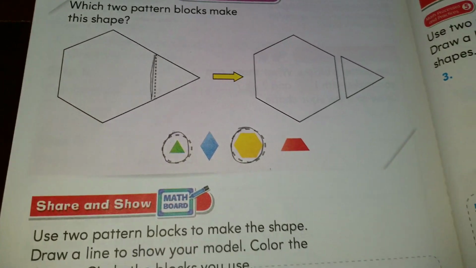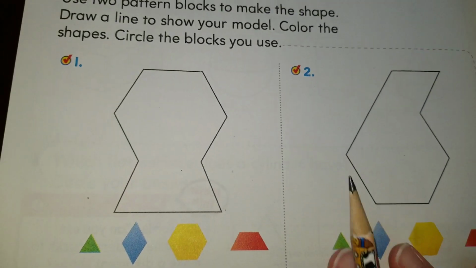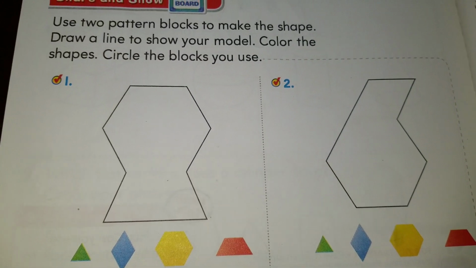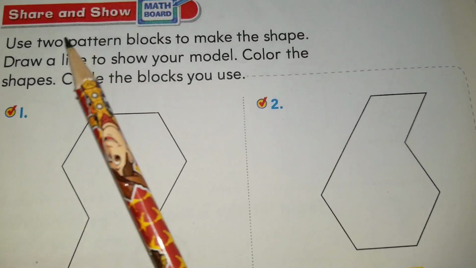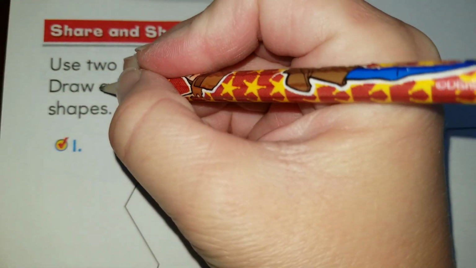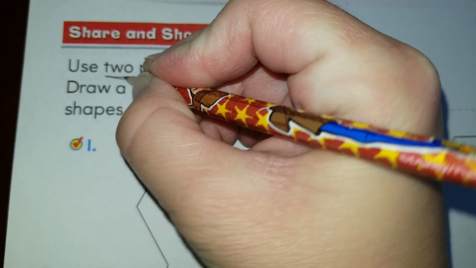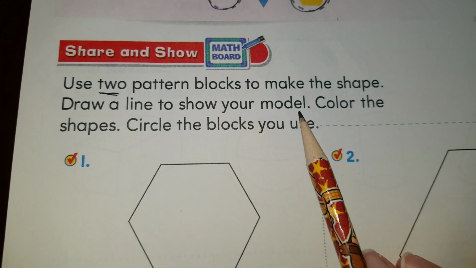Alright, so now we're ready for the real deal. This is number 1. And we have to find out, boys and girls, which of these shapes are the ones that made this new shape over here on the top. It says, use 2 pattern blocks to make the shape. Eye on these because it's only 2. 2 pattern blocks to make the shape. Draw a line to show your model.